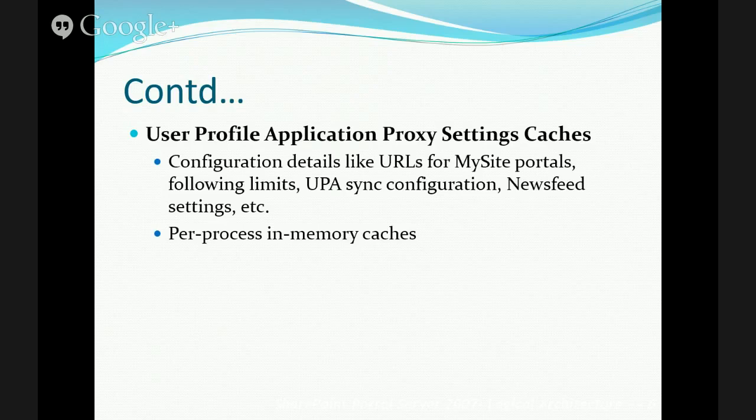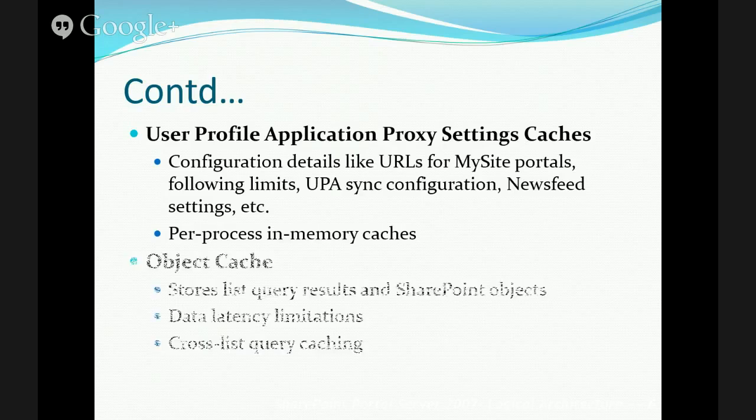is having two W3WP processes running, or for every site or web application, one W3WP process is running. Per process, you have this cache, which means if the same profile information has to be shared across multiple web applications in SharePoint, we had no choice of doing it. So this is what we see very clearly when we talk about the user profile proxy setting caches.